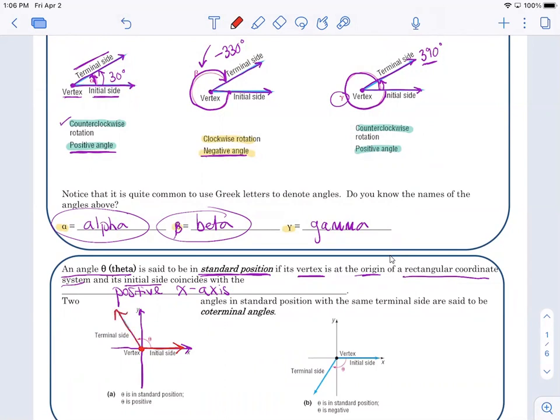So get in that habit of standard position. So I could also measure here, but again, my vertex would go on the origin, and then my initial side is always on the positive x-axis.